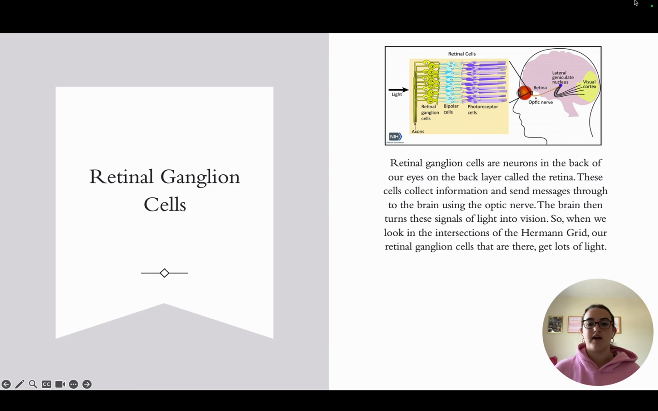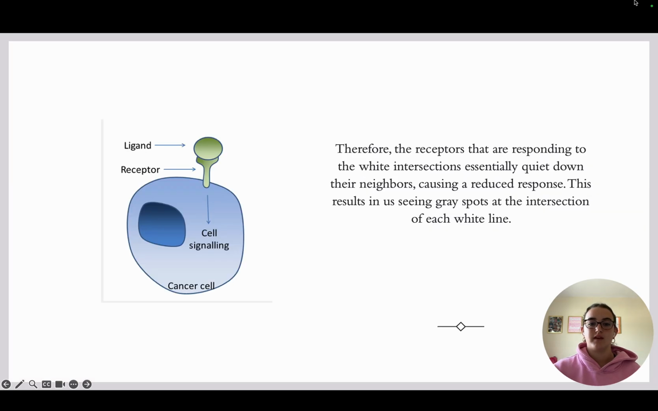So when we look at the intersections of the Herman grid, our retinal ganglion cells that are there get lots of light, and that is basically how the retinal ganglion cells work in terms of lateral inhibition. The receptors that are responding to the white intersections essentially quiet down their neighbors, which causes a reduced response, and this results in us seeing gray spots at the intersection of each white line. And these gray spots are essentially just the dimmed neurons.